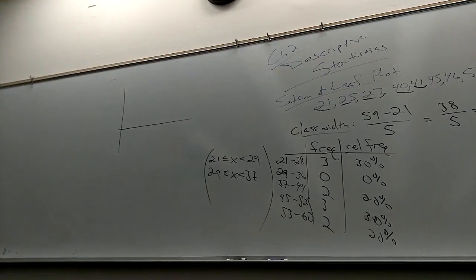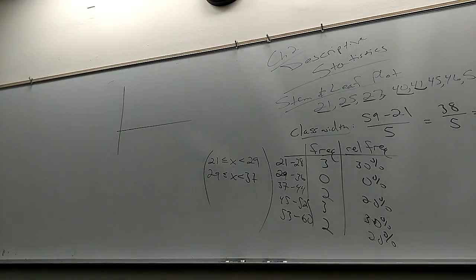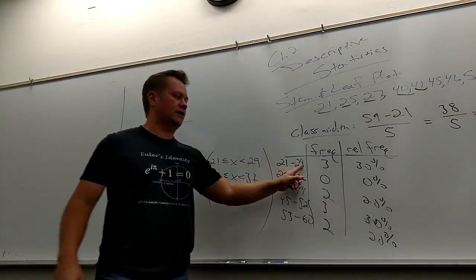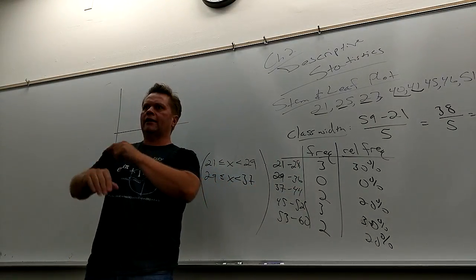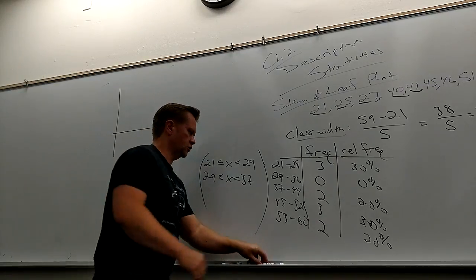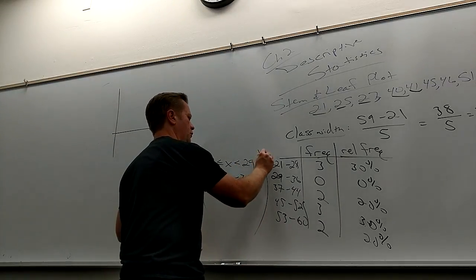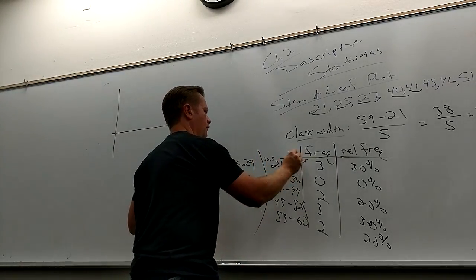There's a reason I'm saying this, by the way. So these are the limits. These are the class limits. The class boundaries are like half up and half down. So the class boundaries here would be 20.5 and 28.5.